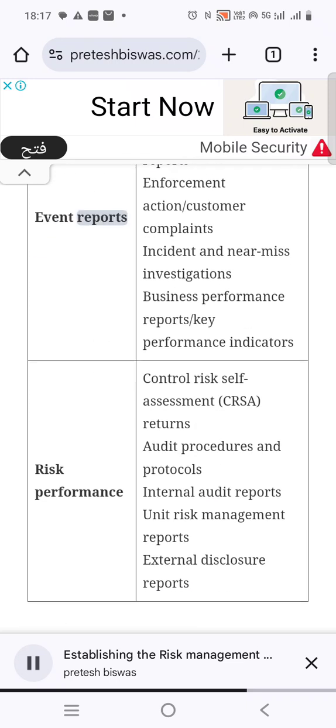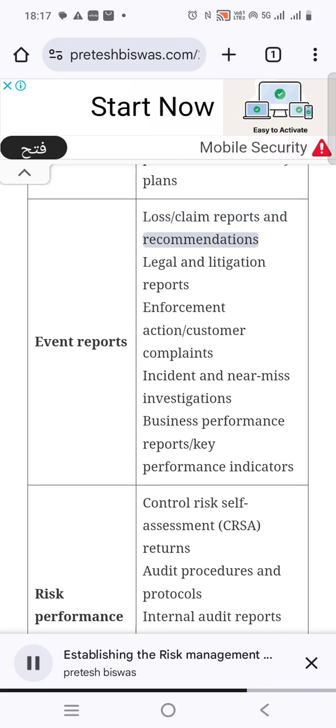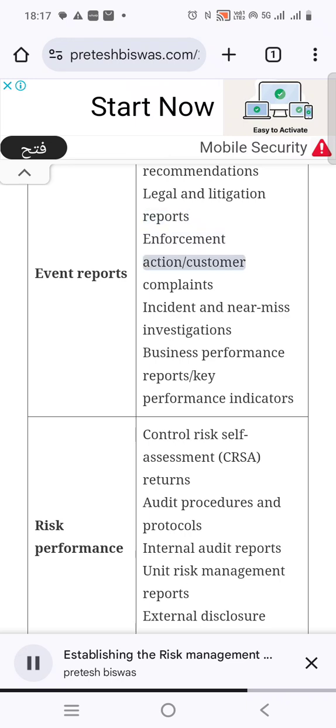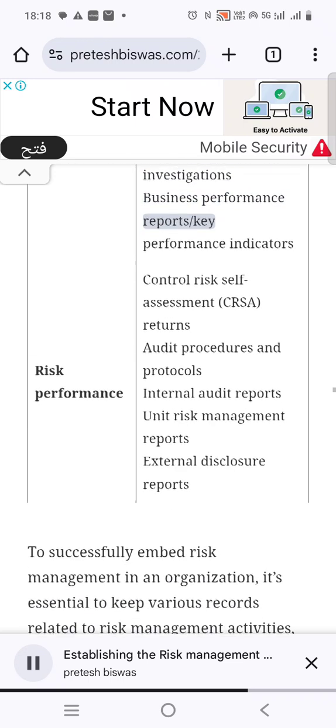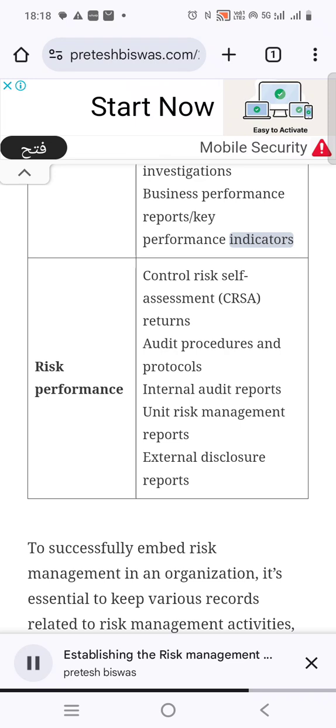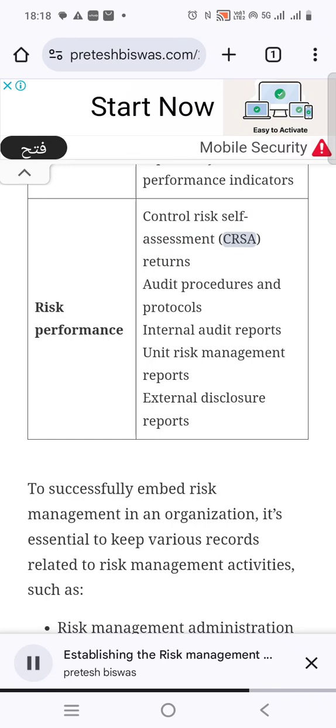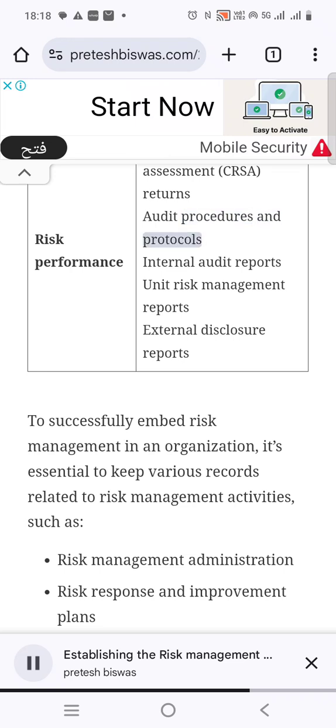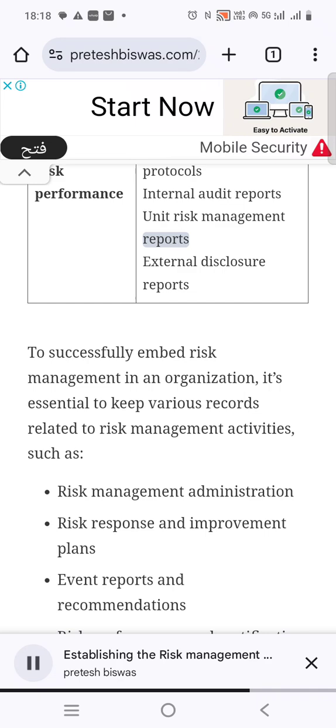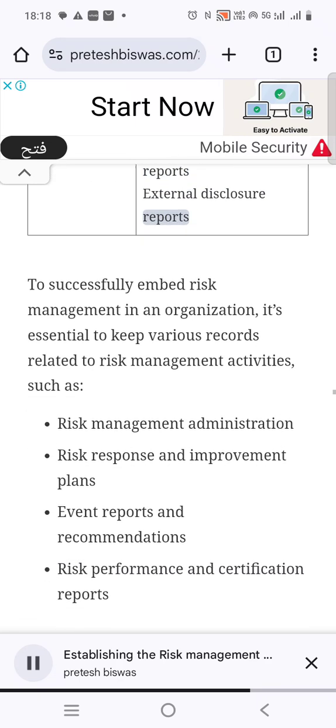Event reports. Loss, claim reports and recommendations. Legal and litigation reports. Enforcement action, customer complaints. Incident and near-miss investigations. Business performance reports, key performance indicators. Risk performance. Control risk self-assessment, CRSA, returns. Audit procedures and protocols. Internal audit reports. Unit risk management reports. External disclosure reports.